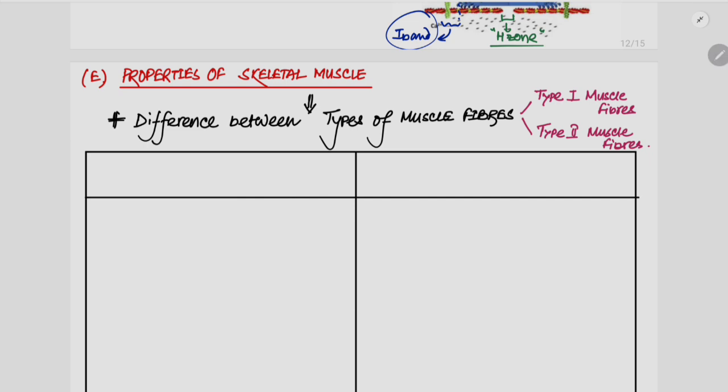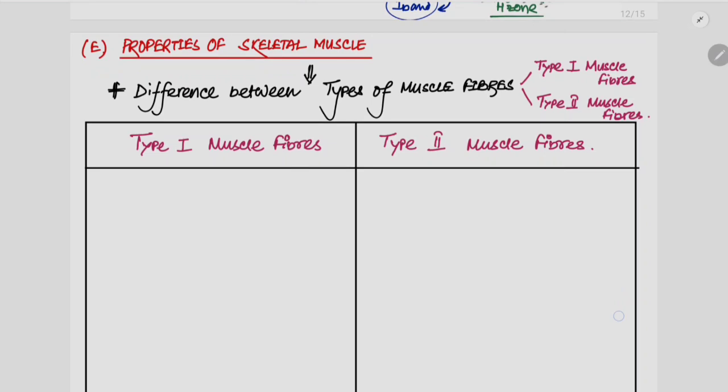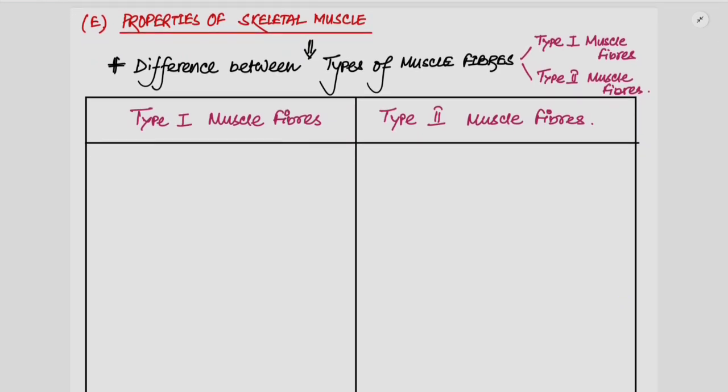So there are two types of muscle fibers: type 1 muscle fibers and type 2 muscle fibers. We are going to see the properties of these fibers one by one. Firstly, type 1 muscle fibers. These are the small fibers, where type 2 muscle fibers are the large fibers.